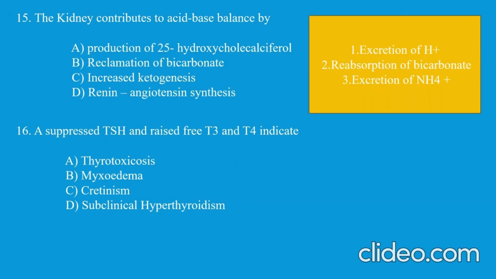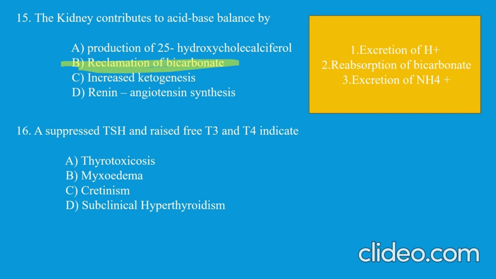Next question, the kidney contributes to the acid-base balance by. So the kidney contributes to acid-base balance, or has a buffer action, by three mechanisms. First is the excretion of hydrogen ion, second is the reabsorption of bicarbonate, and third is the excretion of ammonium ion. So here the answer would be the reabsorption of bicarbonate. So remember the three options: excretion of H+, reabsorption of bicarbonate, and excretion of ammonium ion.